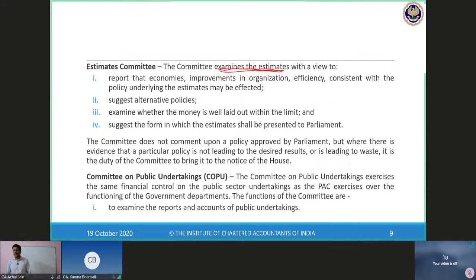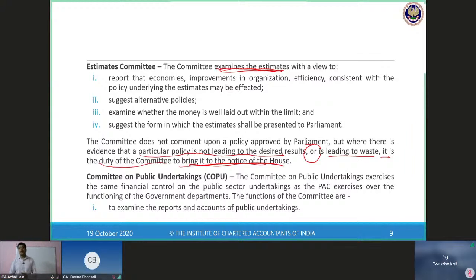So it does not comment upon a policy approved by the Parliament, but where there is an evidence that a particular policy is not leading to the desired results or leading to waste, it is the duty of the committee. So if a particular policy is not leading to desired results or leading to waste, it's the duty of the committee to bring it to the notice of the House. Again, if you'll see, largely it's the same nature of work which this type of committee is also doing.